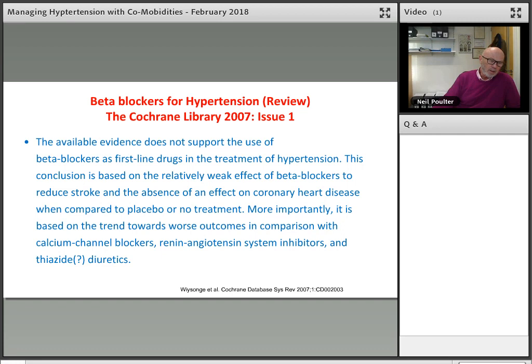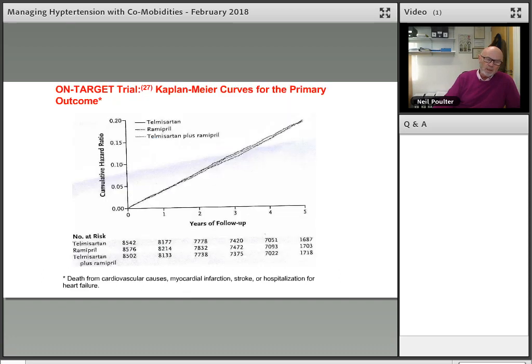And here's the Cochrane library once again using the term thiazide. They didn't mean that, they meant thiazide and or thiazide-like. But nevertheless, the message was true over 10 years ago that beta blockers do not have the support of use except when you've got concomitant conditions like heart failure and coronary artery disease.